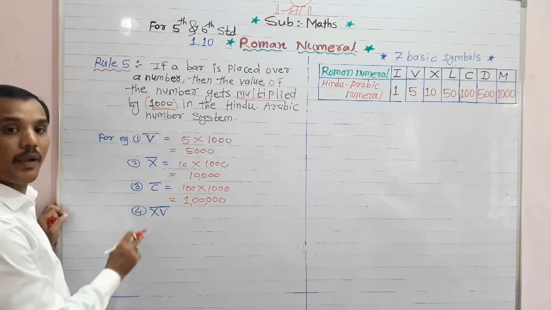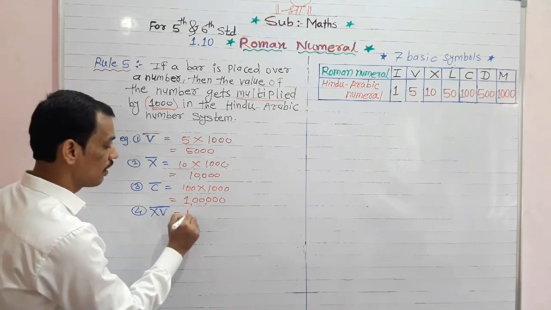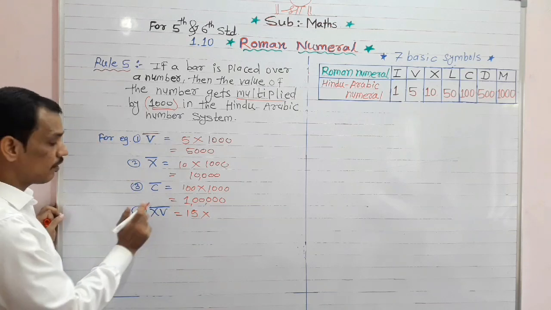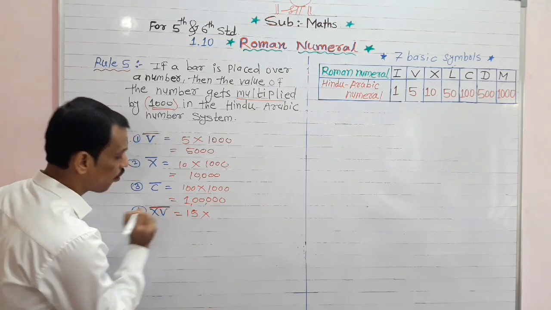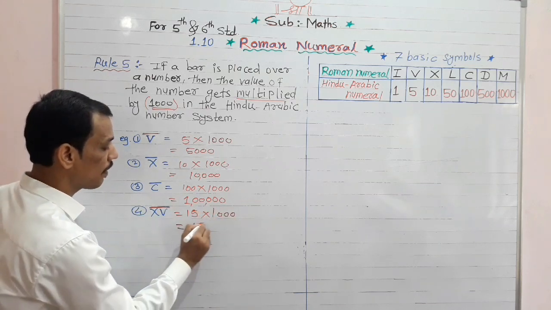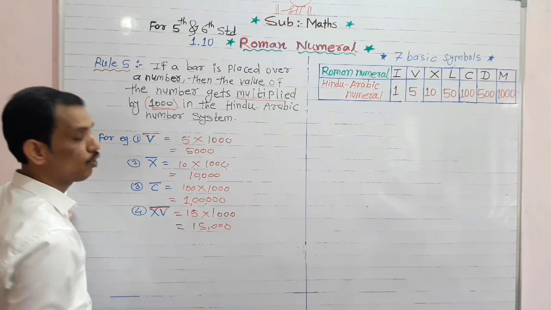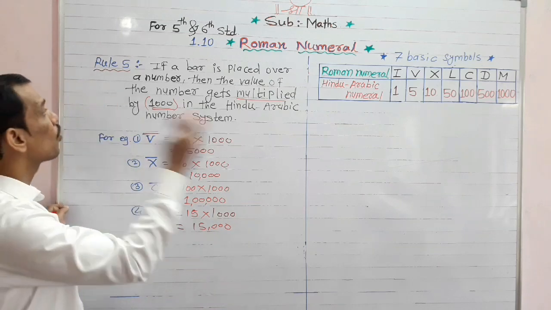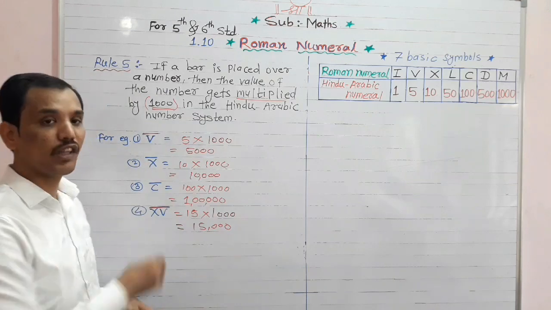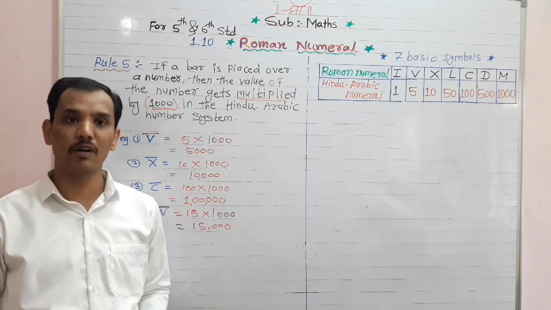So now tell me, XV stands for, yes, very good, 15. Now 15 and the bar over the number, that's why 15 multiplied by 1000. So the answer is 15,000. So simple is that, students. If you go through the rules, if you have not understood any particular rule, you can go and watch the video again. And now I am giving some Roman numbers for your understanding.